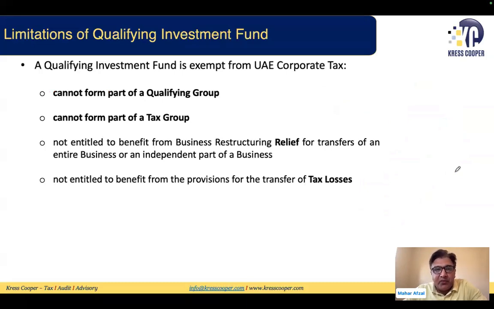There are some limitations for the qualifying investment fund. What are those limitations? Basically, these are exempt persons. We know that once these funds are exempt persons, they cannot become part of the tax group or the qualifying group. We know the benefits of going into the tax group and qualifying group. They will not be able to enjoy the restructuring relief. They will not be able to transfer assets and liabilities at book value to another person. Along with this, the transfer of losses provision: one taxable person as per law can transfer their losses to another taxable person if they are under common ownership of 75% and all other conditions are met. If this is the case, they will not be able to transfer their losses either.